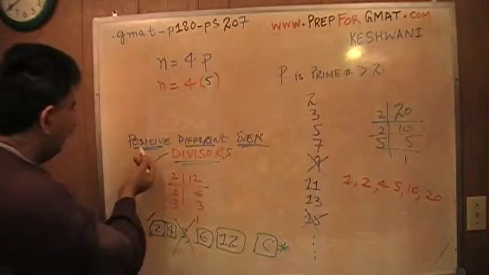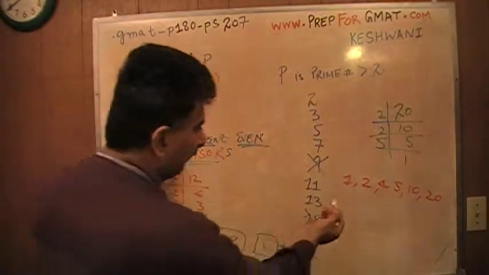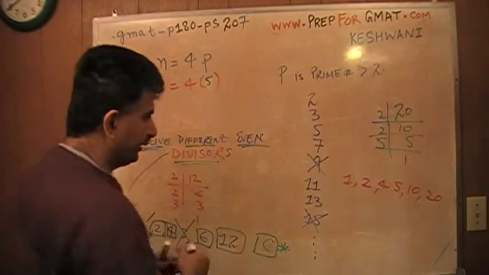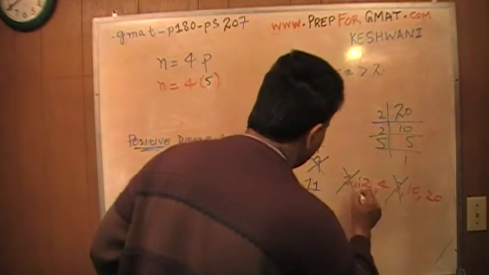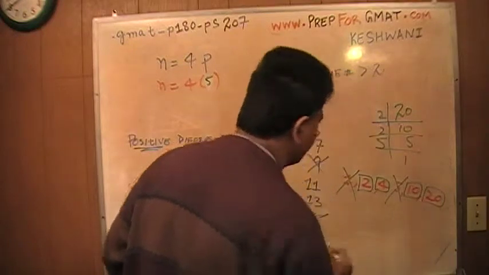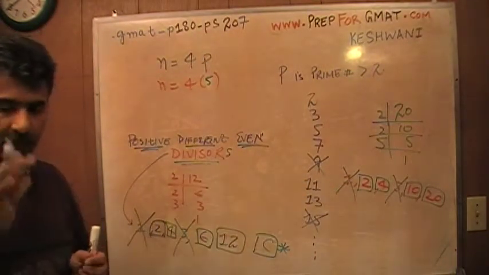Now we are looking for positive, which they all are. They have to be different. They're all different. But they also have to be even, which means I cannot count 1, I cannot count 5, and there you go, you have only 4 left. 1, 2, 3, and 4. There are only 4. Answer does not change. The answer is C. There are 4 divisors.